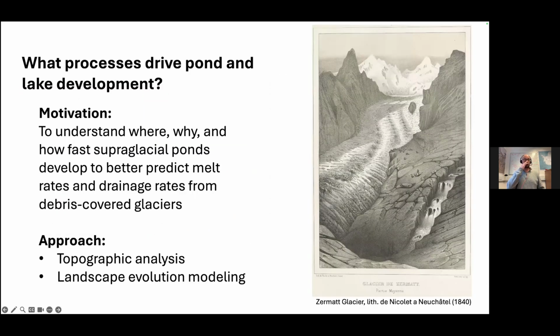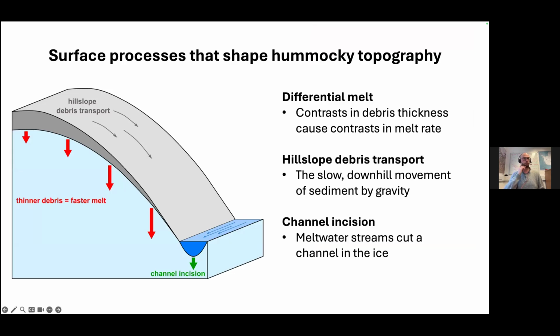To summarize that, what processes drive pond and lake development? That is my guiding question here. And the purpose is to understand where, why, and how fast these superglacial ponds develop so that we can better predict melt rates and drainage rates on debris-covered glaciers. The approach that I'm going to take to do this is through topographic analysis and landscape evolution modeling, which some of you may be familiar with in the geomorphology world, but I'm going to apply it to a glacier surface. So we're interested in the surface processes that are controlling the changes on debris-covered glaciers.